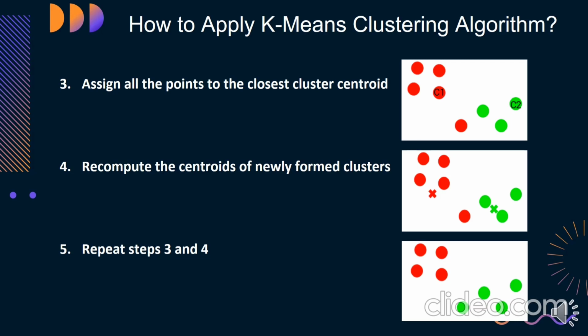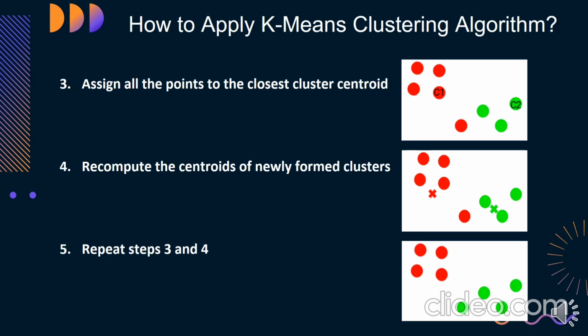Now, once we have assigned all of the points to either cluster, the next step is to compute the centroids of newly formed clusters. In the second image, the red and green crosses are the new centroids. Then steps 3 and 4 are repeated.